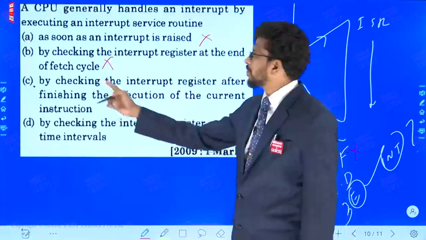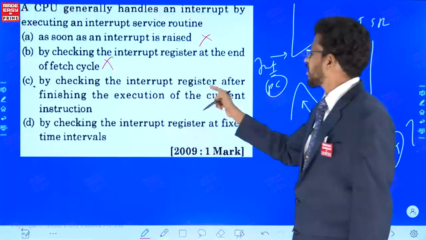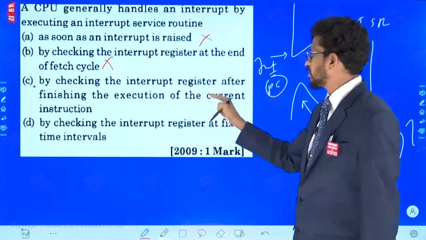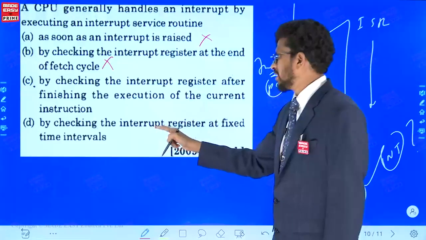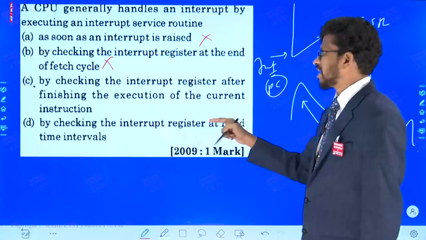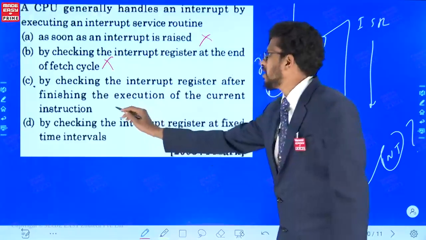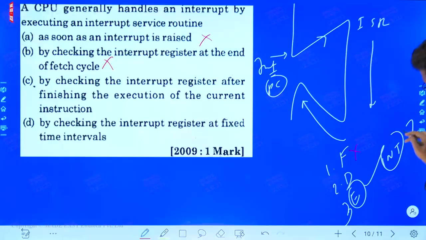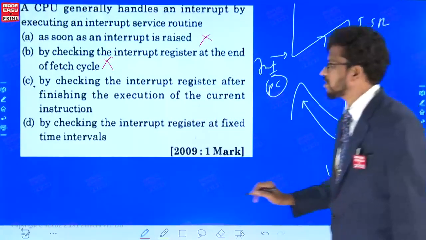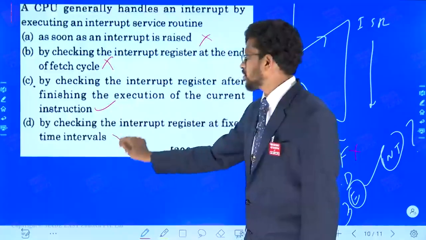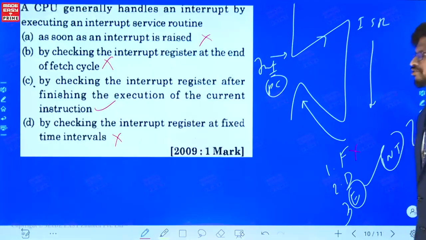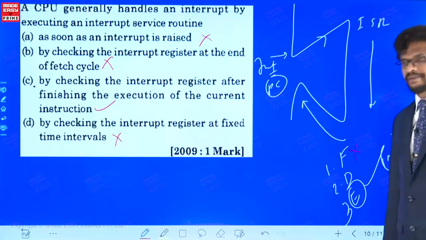So last one, third one, by checking the interrupt register after finishing the execution of current instruction, and by checking the interrupt register at fixed time intervals. This is not the case. So after execution of current instruction means at the last clock only it will check. So the correct one should be this D. So this is also wrong. That is how we can understand. Therefore, this concept of interrupts you should understand very, very clearly. Fine.